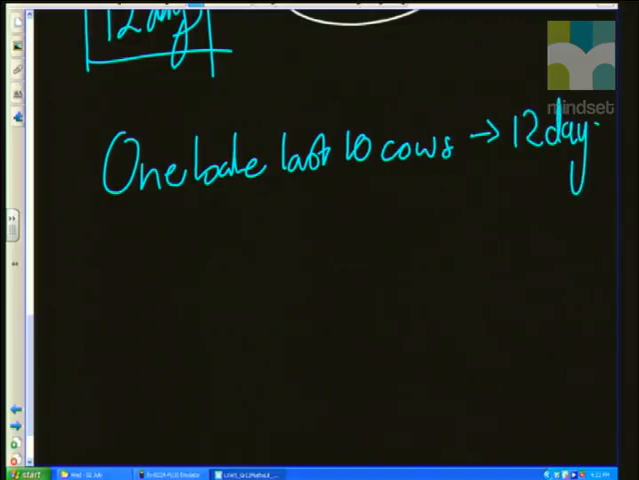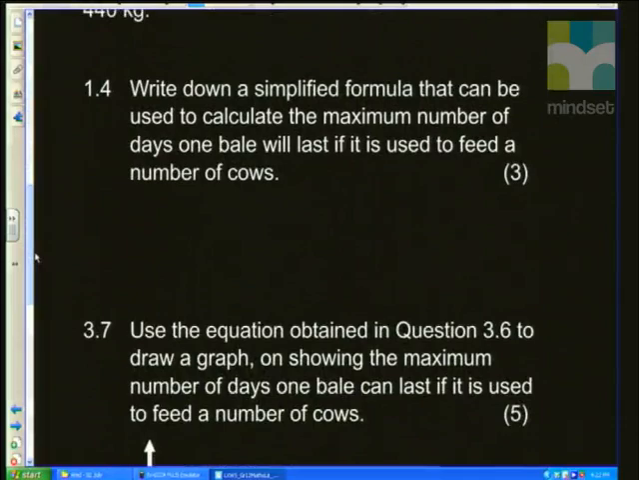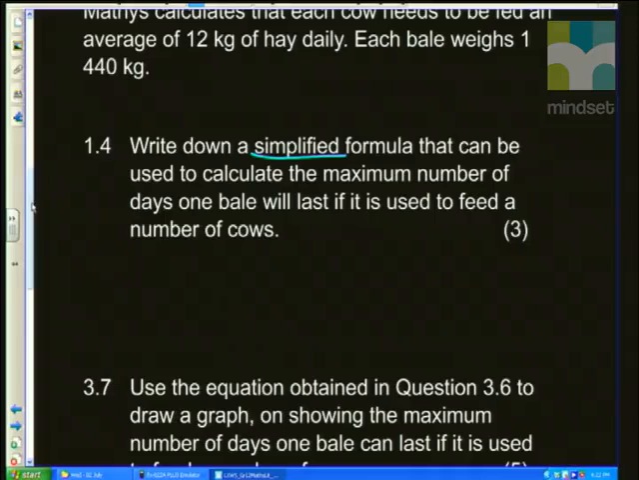Great. There we are. Let's go and check the next one, because the next one is a little bit more complicated. It says write down a simplified formula. It gives exactly the same information as we had before, that can be used to calculate the maximum number of days one bale will last if it is used to feed a number of cows. Now, they're not telling you how many cows there are. They're just saying the maximum number of days that it will last.